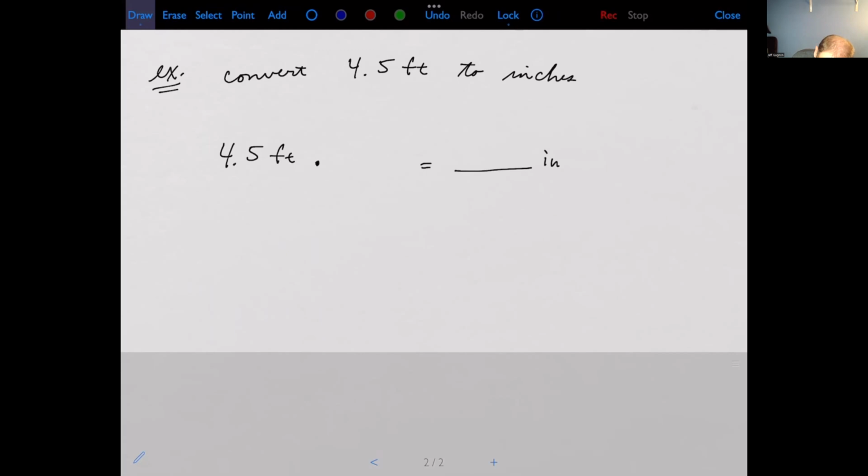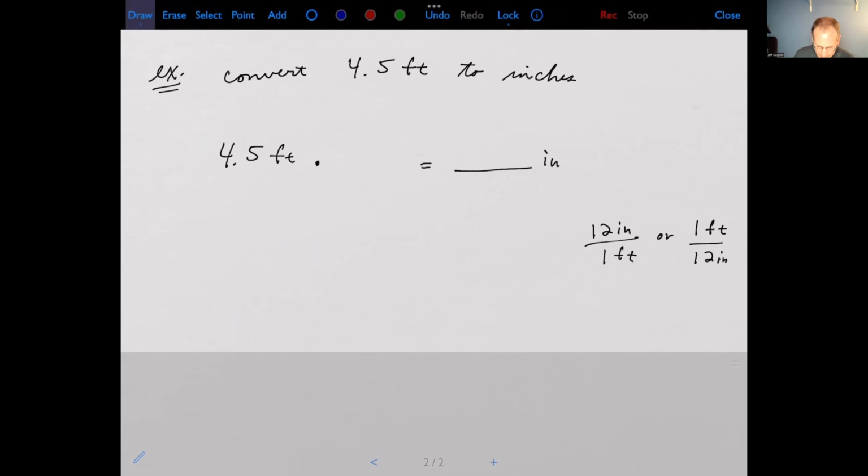Now remember, what's the relationship between feet and inches? Well, we know that we have 12 inches over 1 foot, or the other way we could write this is 1 foot over 12 inches. Those are both unit conversion factors. One of them is going to be helpful in this case if I want to convert from feet to inches. The other one will not be helpful. So the question is, which one should I use? Should I use 12 inches over 1 foot, or should I use 1 foot over 12 inches? Which one should I multiply by so I convert from feet to inches?